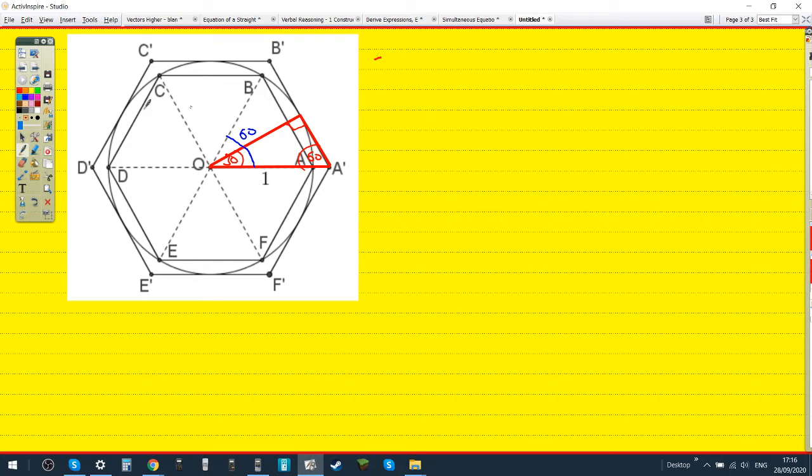Or you could do cos 60 and then do A dash M over 1. So A dash M is cos 60. Probably should know that. Half. So that's a half.